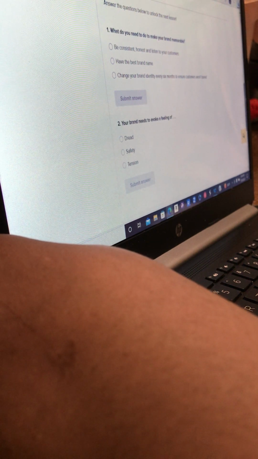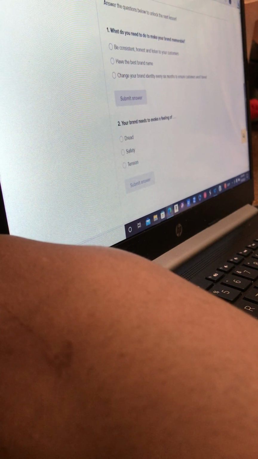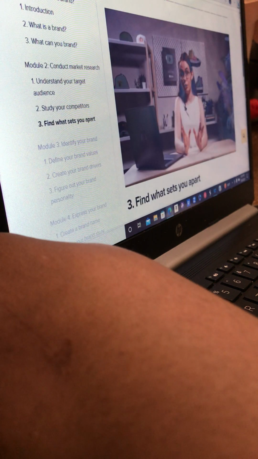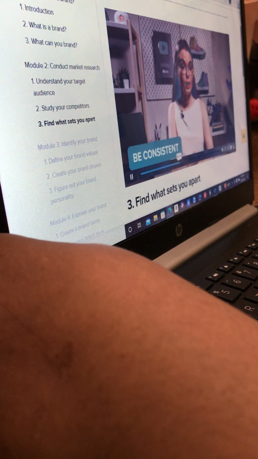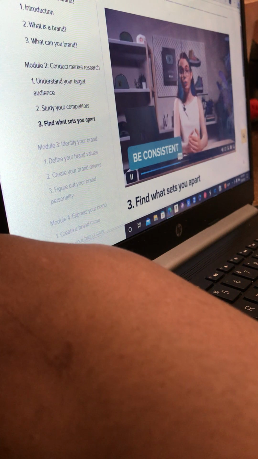You can also use what you learned during your competitor analysis. Is there something that a lot of them are doing that you can do differently? So use your knowledge of your competitors to differentiate yourself. One of the most important aspects of creating a brand is consistency. We'll return to this point time and time again in this course. Being consistent in your visual identity, communication style, and values will go a long way.